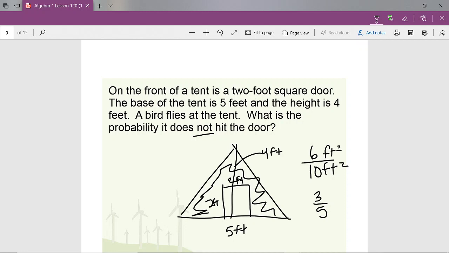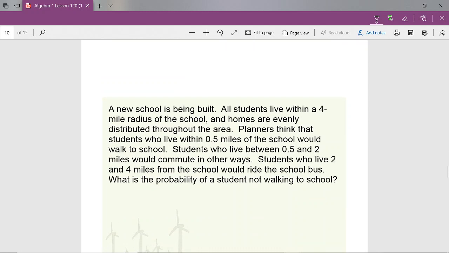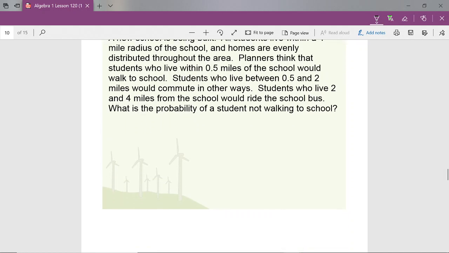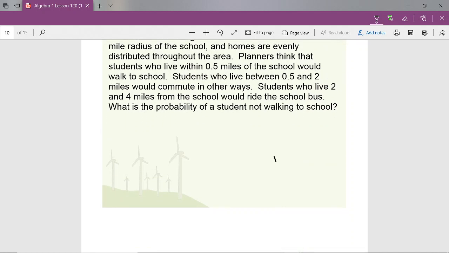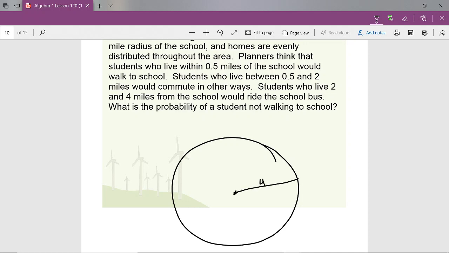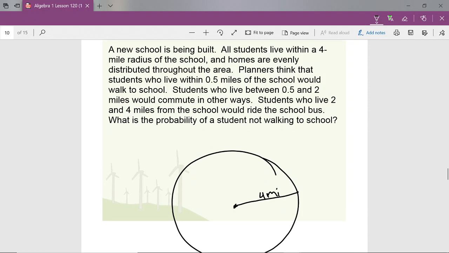Okay, and last one here. A new school is being built. All students live within a 4-mile radius of the school. Okay, so let's just draw that to begin with. We have a 4-mile radius, which means that here's our school right in the middle. Everybody is within this 4 miles. The homes are evenly distributed through the area, meaning everybody has an equal chance here.